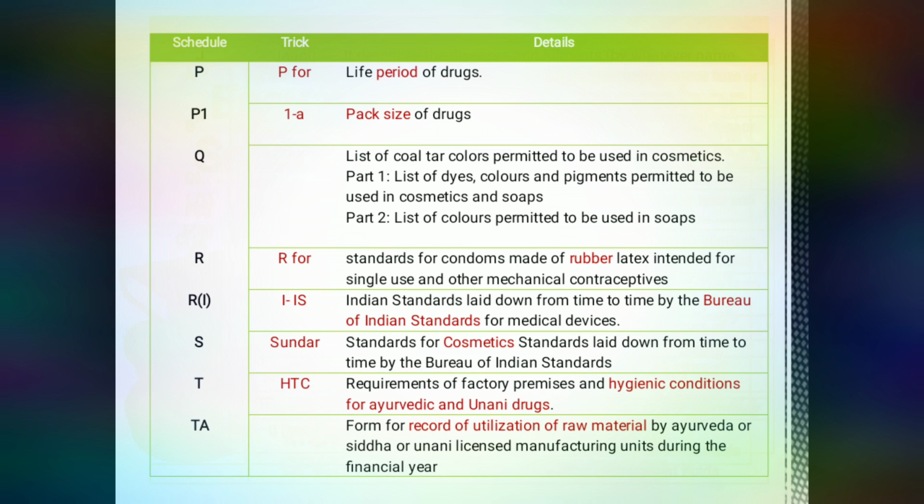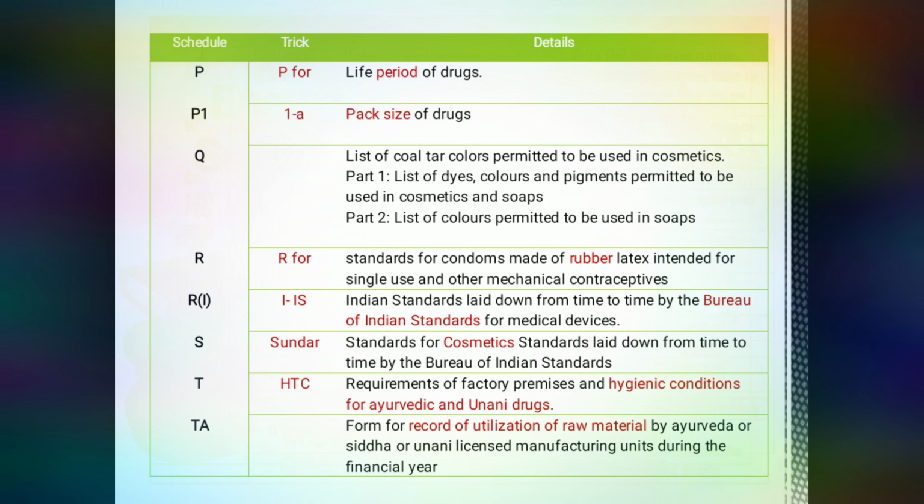R, R for next schedule, R for your rubbers and latex, right? So R for rubbers, you can remember this, R for rubbers. So standards for condoms made up of rubber, latex intended for single use and other mechanical contraceptives.